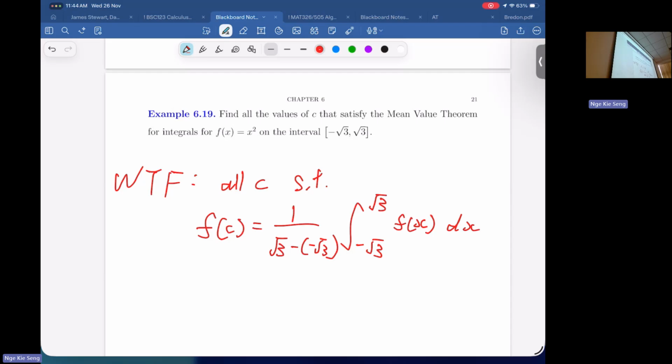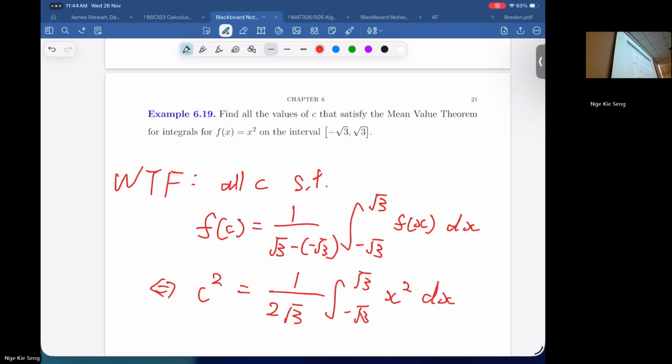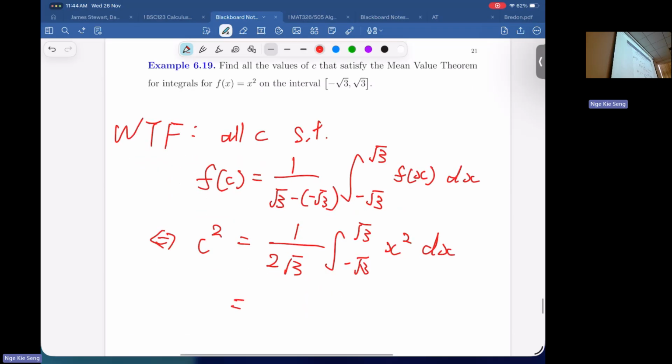Okay, or we want to find c such that c squared equals 1 over 2 times square root 3, integral from minus square root 3 to square root 3 of x squared dx. Okay, so can we find the mean value first? Can we quickly do this integration? Maybe you can do it quicker than me. Okay, so this turns out to be actually 1.